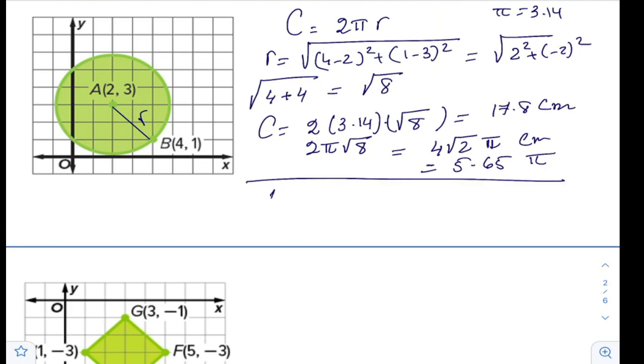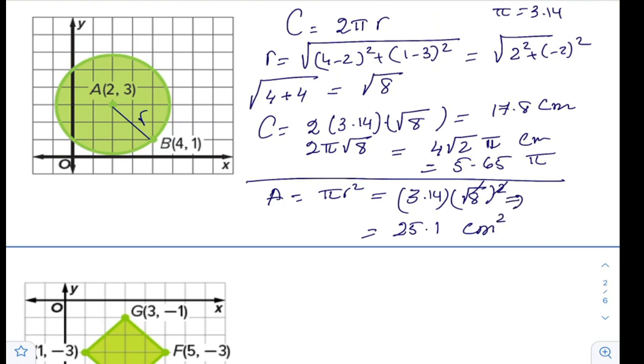Okay. Now the area of the circle is pi r squared. So it is 3.14. Radius, we found the radius already. So it is 8. Square root of 8 all square, it cancels. It's 8 times 3.14 which is 25.12 centimeter square. And also you can write it if you want in terms of pi, it is 8 pi. Square root of 8 square is 8 and pi remains the same.